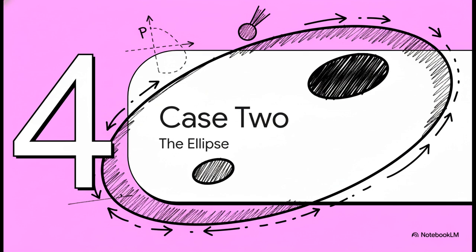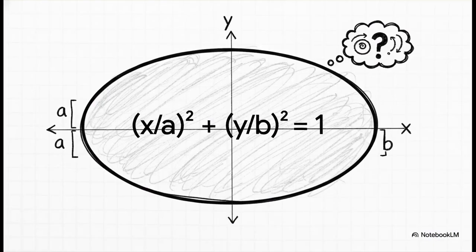The physics is completely identical, but the calculus is going to be a little more spicy. So here's our standard equation for an ellipse. You'll notice that y isn't written out nicely as a function of x. That just means we get to use a really cool technique called implicit differentiation to find our derivatives.